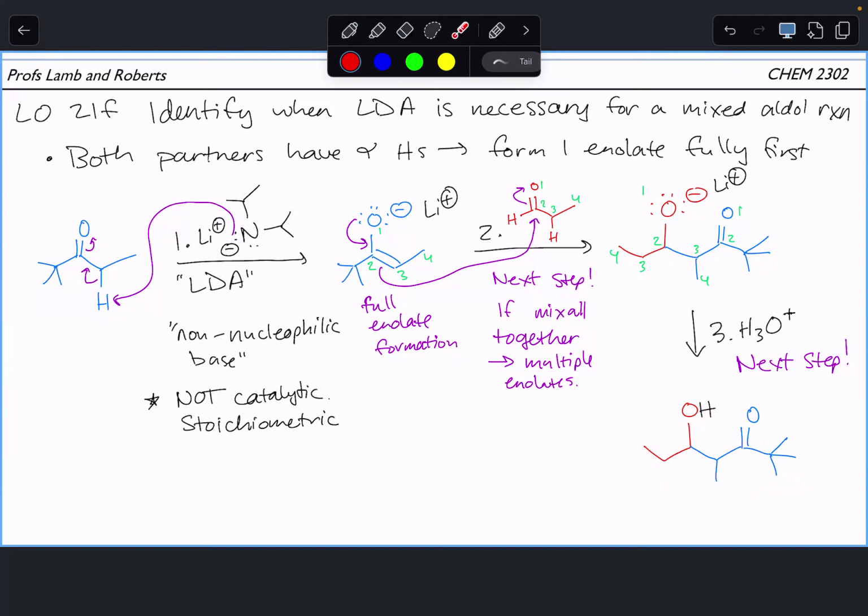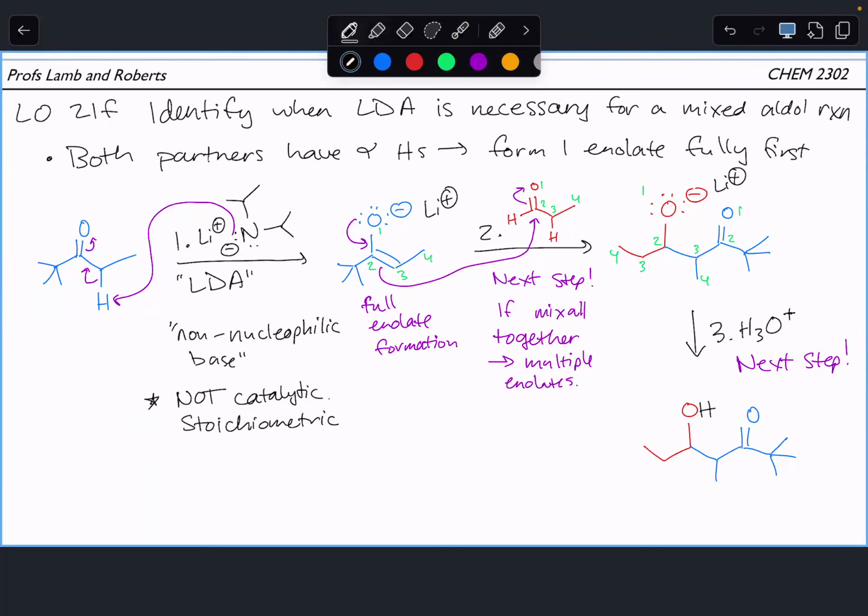That makes sense? Okay, so those are the different variants of the aldol. Addition, condensation, mixed using hydroxide, and then mixed using LDA. Okay, those are the four different kinds of scenarios in which you can do this.